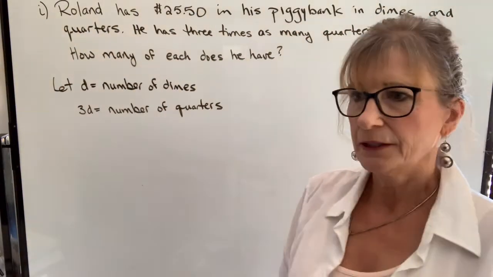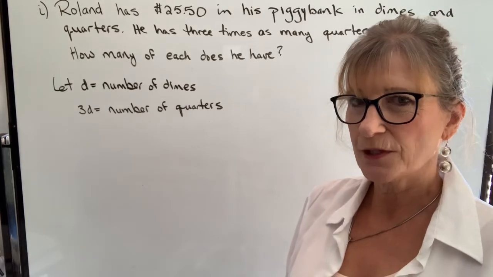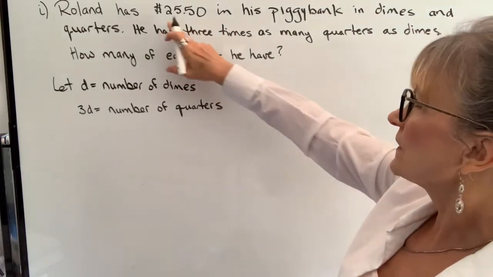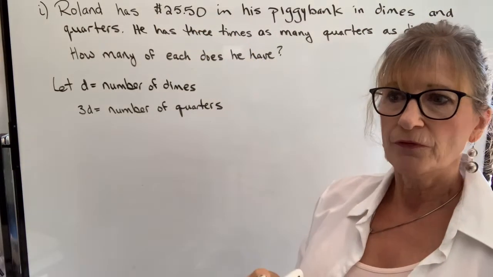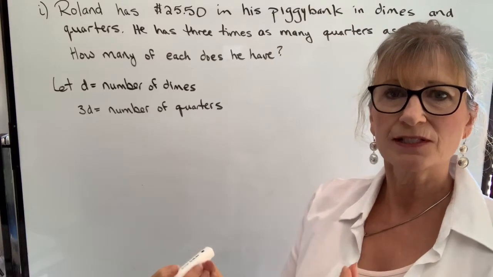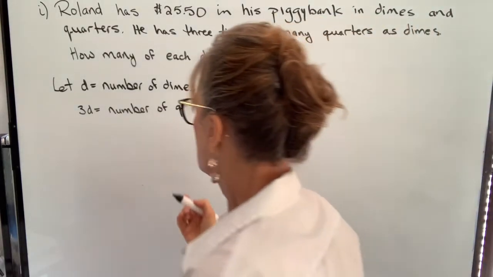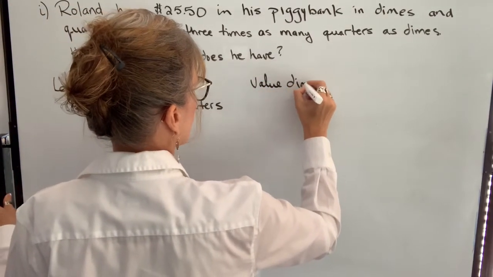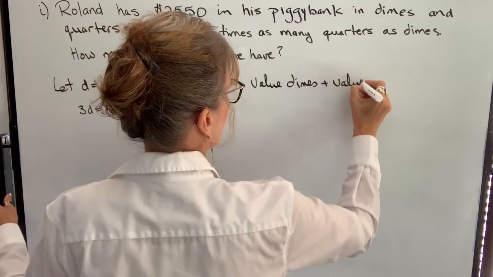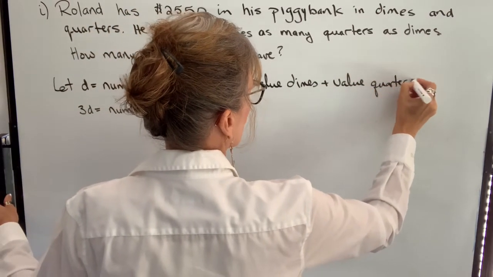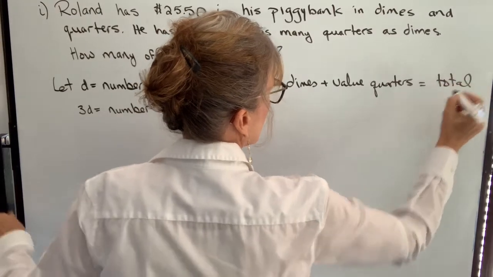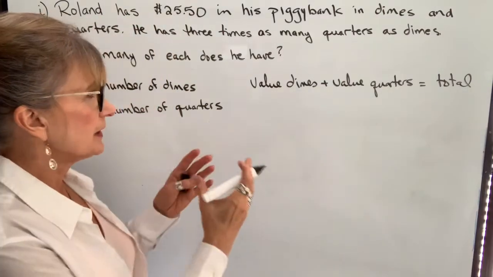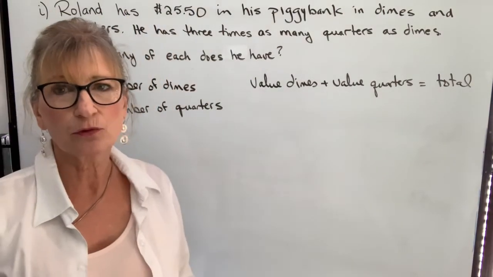Now I'm going to write my sentence out in words, and then I'm going to replace it with an equation. So what we're dealing with here is a total value of money. So the value in dimes plus the value in quarters is equal to the value in total. So that's really our formula. Value of dimes plus value of quarters will equal our total value. So you're looking for something that will give you a statement of equality.